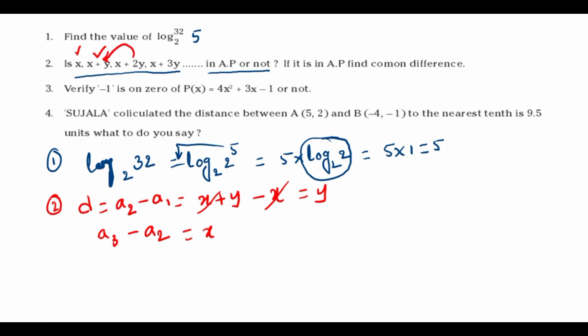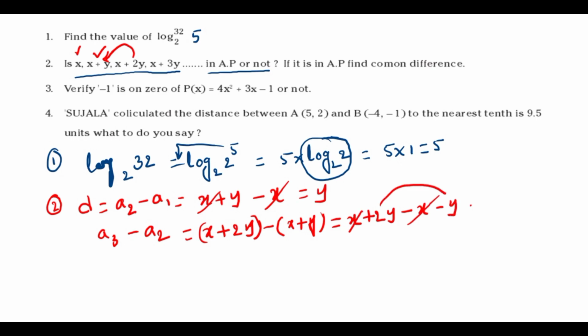X plus 2y minus x plus y, so x plus 2y minus x minus y. The x cancels, 2y minus y equals y. So both common differences are equal, so it is in AP. The question also asks to find the common difference if it is in AP. So you can write: yes, it is AP, and the common difference is d equal to y. Okay, next question.